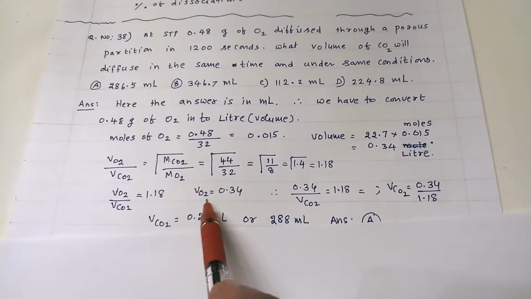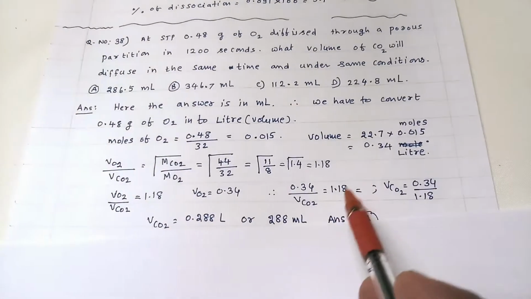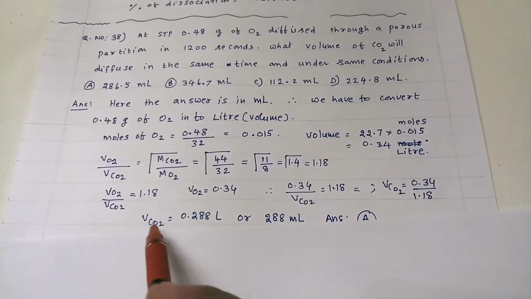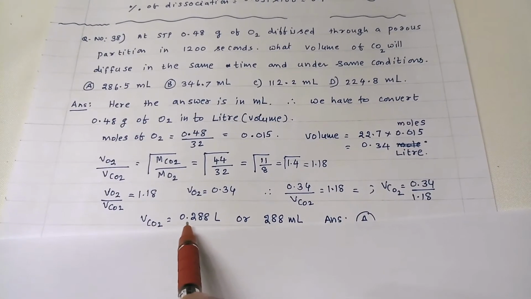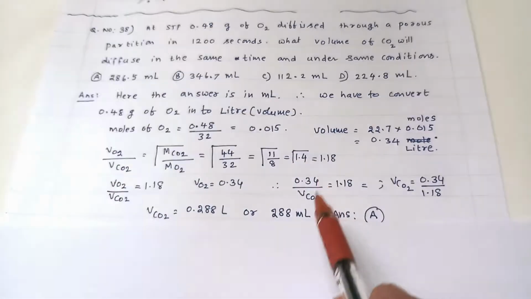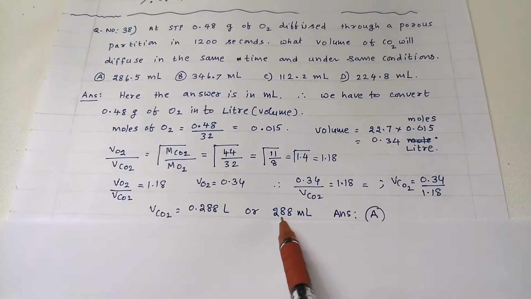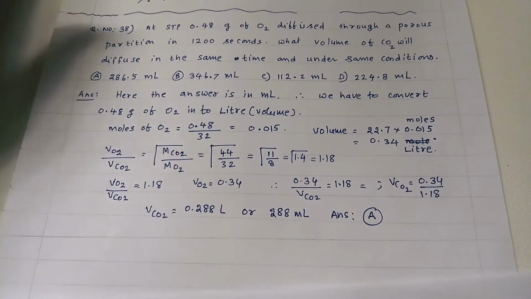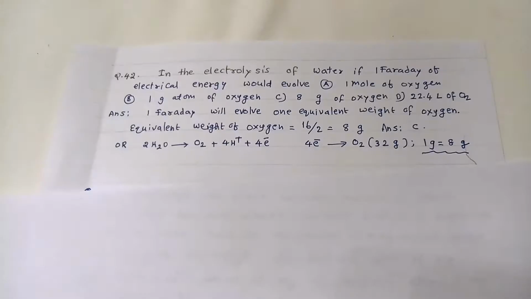So the volume of oxygen we know is 0.34. If you equate and work it out, the volume of carbon dioxide is coming 0.288 liters. Since the answer is in ml, we can write 288 ml. So next we will go to question number 42.